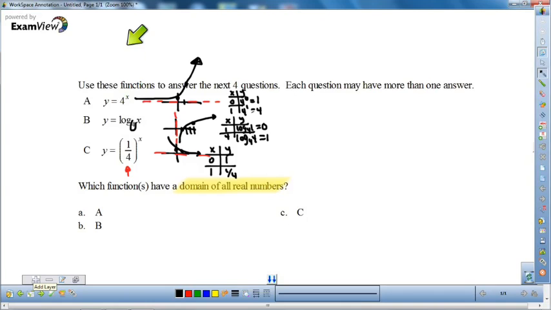Same thing with C, has no beginning and no end. On B, it does have a beginning. Notice how there's no graph on the other side. So it begins at 0, and then it has no end. So the only ones that have domains of all real numbers is going to be A and C.